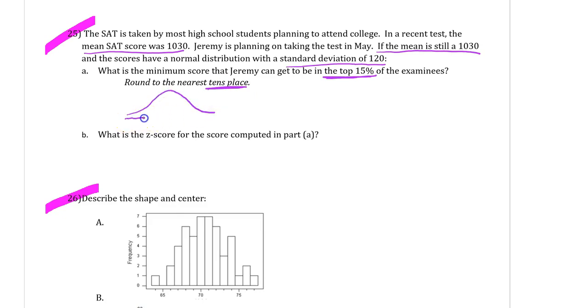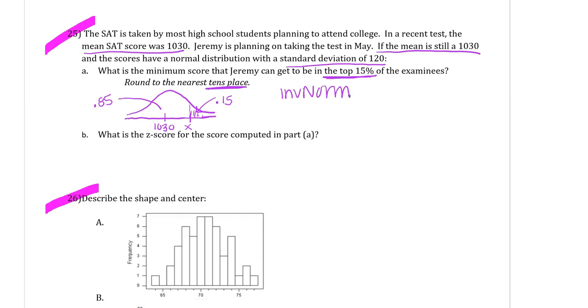Alright, so on a normal distribution curve, we're saying that the center of that distribution is a 1030. Jeremy wants to be in the top 15%, so he has some unknown score there that separates him from the upper 15%, which as an area would be 0.15, and the lower 85%. So that's 0.85 as an area under the curve. Because I know the area and I need a data value, that tells me this is an inverse norm problem.